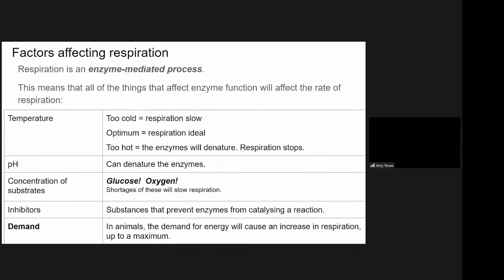Again, because it's an enzyme-mediated process, if you have an enzyme inhibitor chucked into the mix, such as cadmium or other substances that are able to prevent the enzymes from catalyzing the reaction, then you're not going to have respiration occurring. Specific to respiration, one other factor that affects respiration is demand. So in animals, their demand for energy will cause an increase in respiration up to a maximum point.